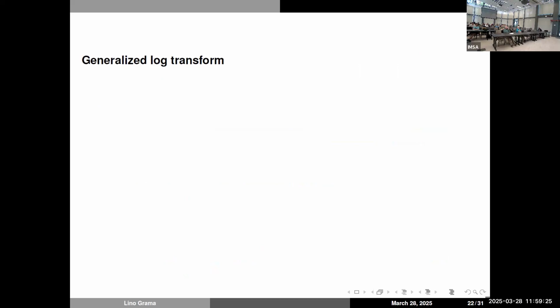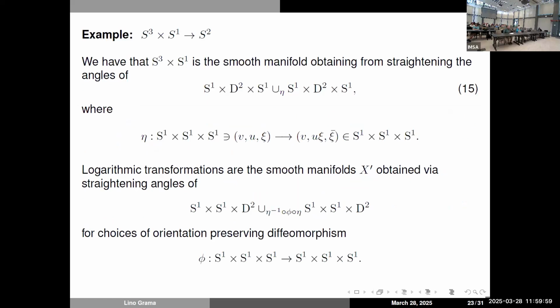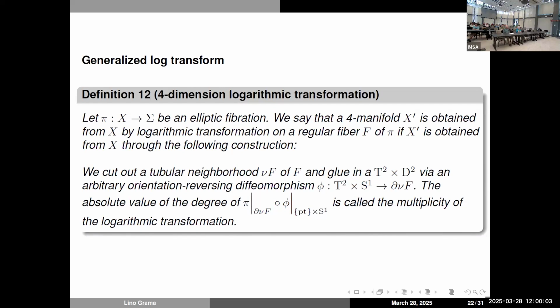And now I talk about another topic in the title, the generalized log transform. Just to recall, the four-dimensional logarithmic transformation. We start with an elliptic fibration, and then we can obtain a new manifold X prime from X by log transform on a regular fiber. The following surgery is made in this case: I take a tubular neighborhood of the fiber and glue in T2 times D2 via an arbitrary orientation reversing diffeomorphism. The absolute value of this composition is called the multiplicity of the logarithmic transform.